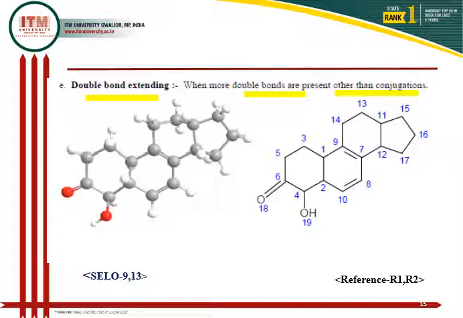So if I take the conjugation here, this is the double, this is the single, then double, this is the conjugated part. From this part, you can see more double bonds are there. Yes, it is there. More double bonds beyond the conjugation, this is the double bond. So that is to be treated as double bond extending.